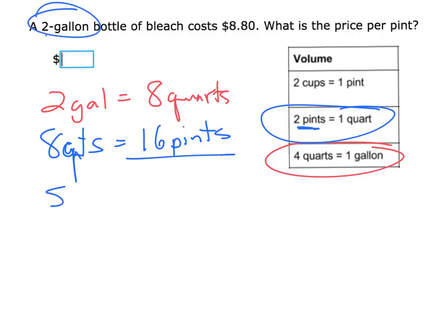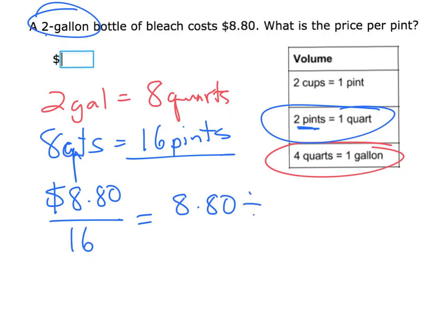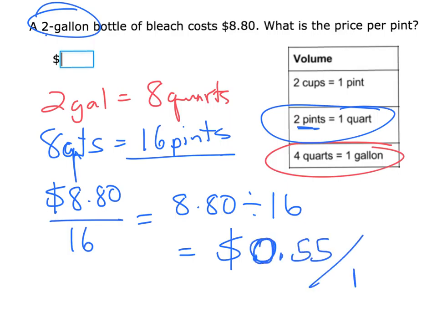So as we saw in the previous problem, it's $8.80 for not 2 gallons, but now it's for 16 pints. And so as we had done in the last problem, and we will do anytime we're doing unit pricing, we're going to take the price and we're going to divide it by the number of items. And when I do that, I will get an answer of, well, let me put the 0 in there. I'm a big fan of the 0. 55 cents per pint.